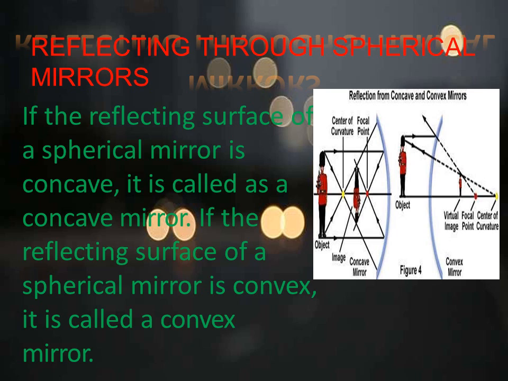The image formation in a concave mirror is lateral, as we can see in the figure. It is lateral and inverted. Whereas in a convex mirror, the image that is formed is small in size.